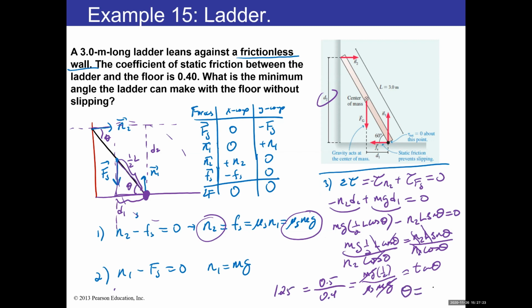So for theta from that, we get 51 degrees. That means this is the minimum angle it can have in order for the ladder to not start slipping. So that's the minimum angle that we can have: theta minimum is 51 degrees.